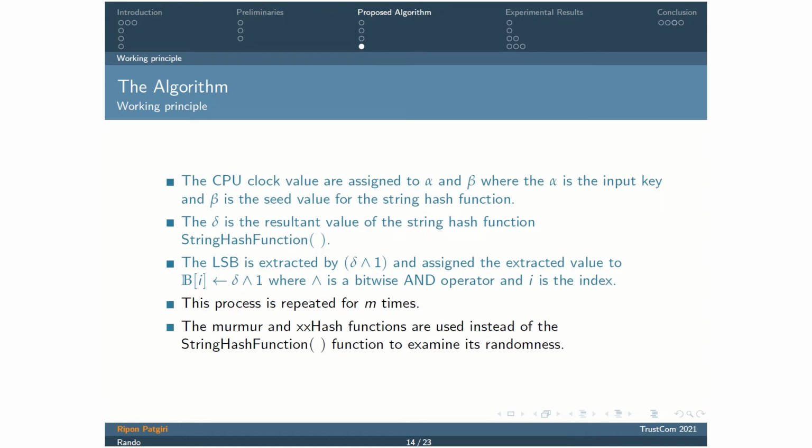The Murmur and xxHash hash functions are used instead of the string hash function to examine its randomness.